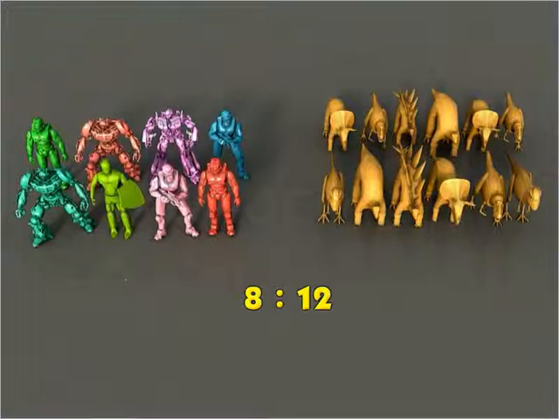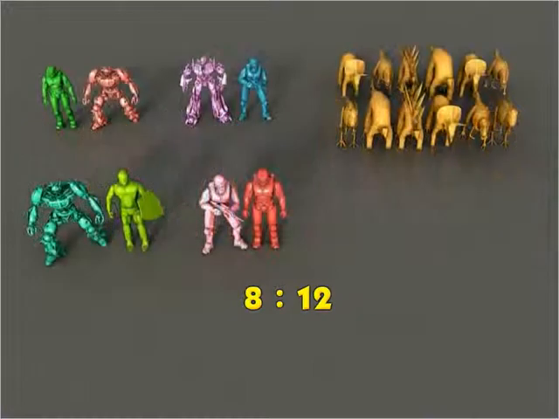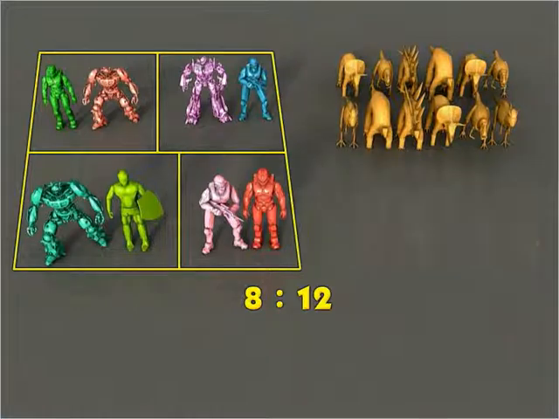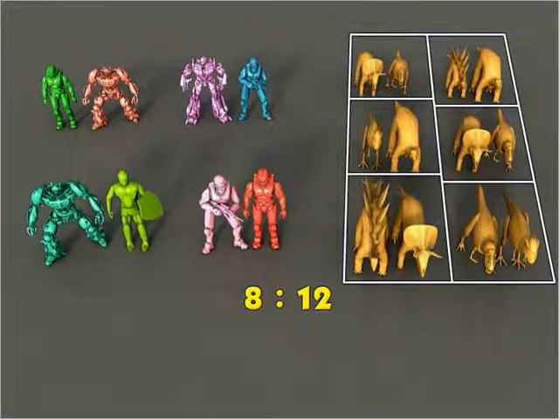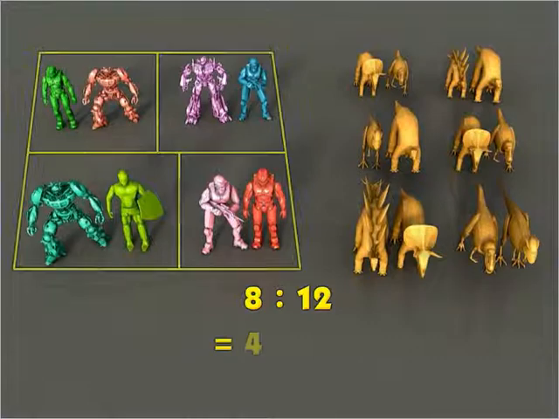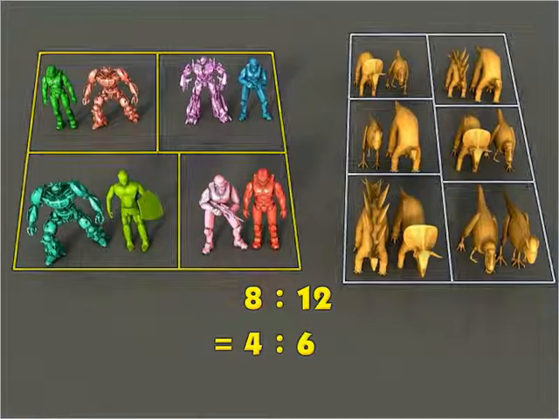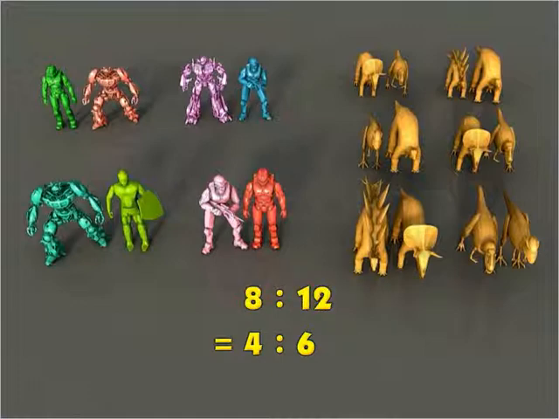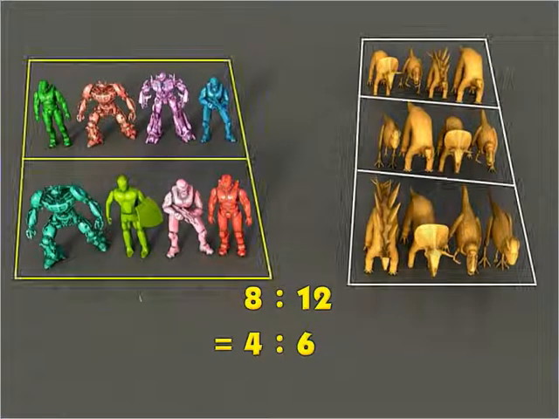For example, if we put them in groups of 2, we would have 4 groups of action hero figurines and 6 groups of dinosaur figurines. Hence, the ratio of action hero figurines to dinosaur figurines can be described as 4:6, although their actual number has not changed. We can also group the figurines into groups of 4. Doing this, we can see that the ratio is now 2:3.